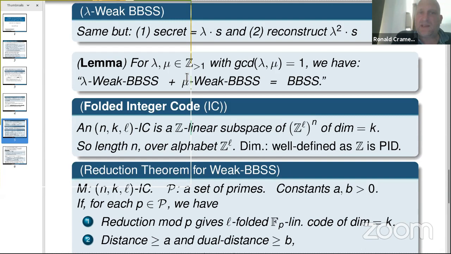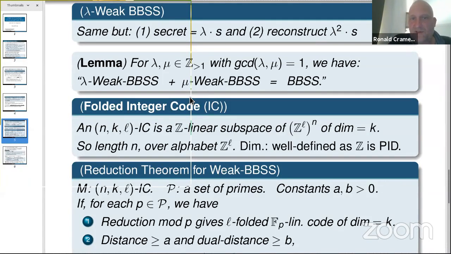Now we have a simple lemma that if we have two weak secret sharing schemes, one lambda, one mu, and lambda and mu are co-prime, then we can combine the two secret sharing schemes independently. Just using the fact that lambda and mu have greatest common divisor 1, we can combine them trivially into a black box secret sharing scheme with the same privacy and reconstruction parameters. So that's what you should keep in mind.